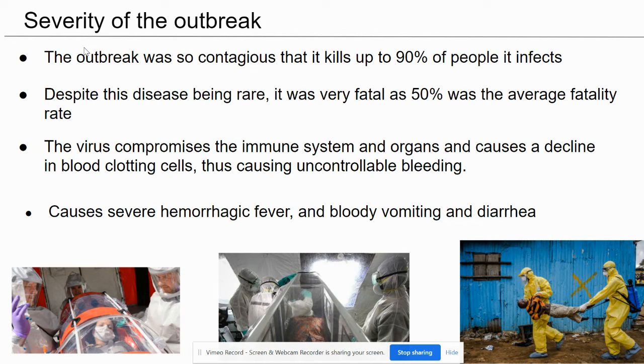Severity of the outbreak. The outbreak was so contagious that it kills up to 90% of the people it infects. Despite this disease being rare, it was very fatal, as 50% was the average fatality rate. The virus compromises the immune system and organs and causes a decline in blood clotting cells, thus causing uncontrollable bleeding. Ebola also caused severe hemorrhagic fever, bloody vomiting, and diarrhea.